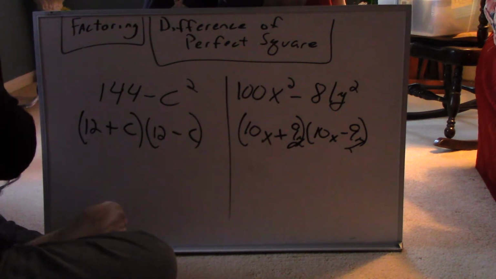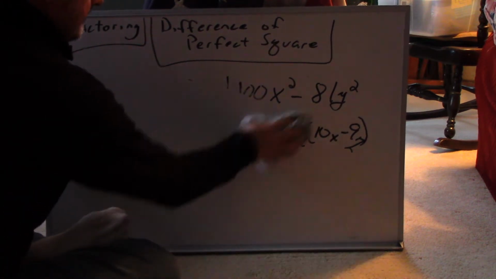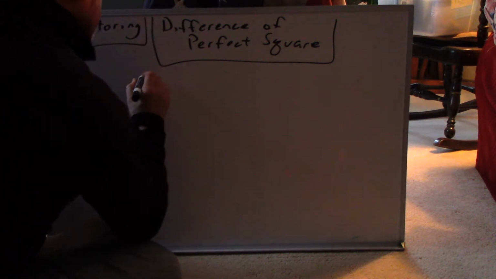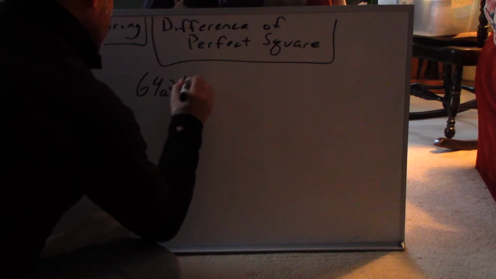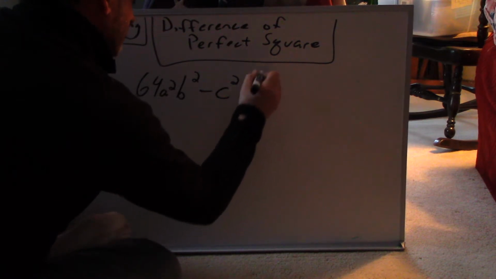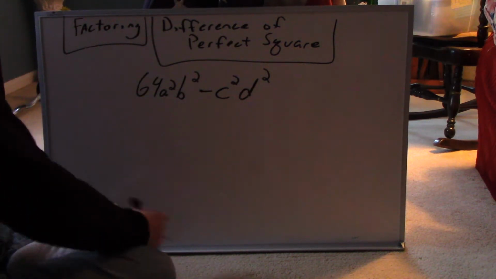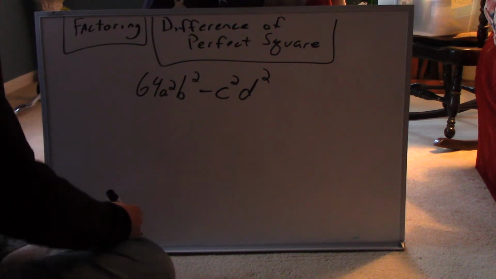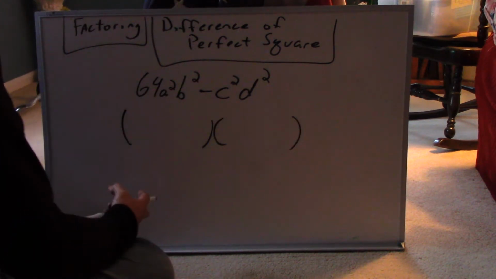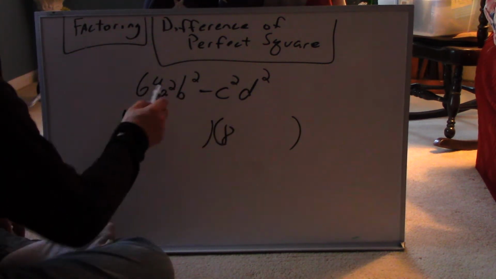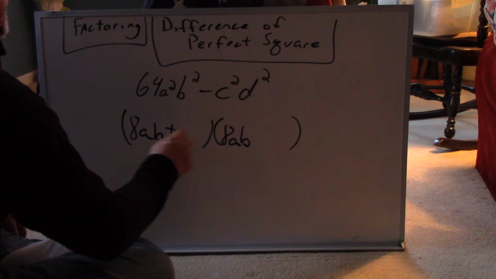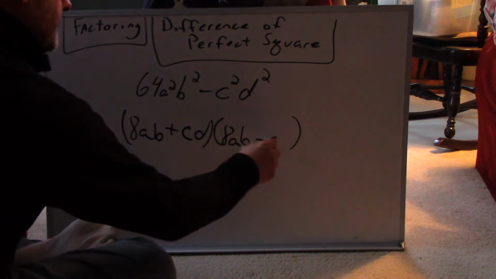Okay, that's easy. Trying to find a good one here for you. I find that the more problems you do, the easier it is, I think, for students. Okay. 64 a squared b squared minus c squared d squared. All the criteria are there. You should know it by now. 8, I broke up the 8, even square root. Breaking up the a, breaking up the b, plus, minus, breaking up the c, d, breaking up the c, d.